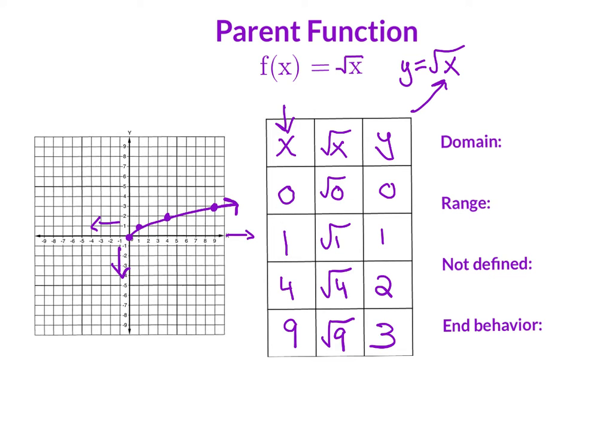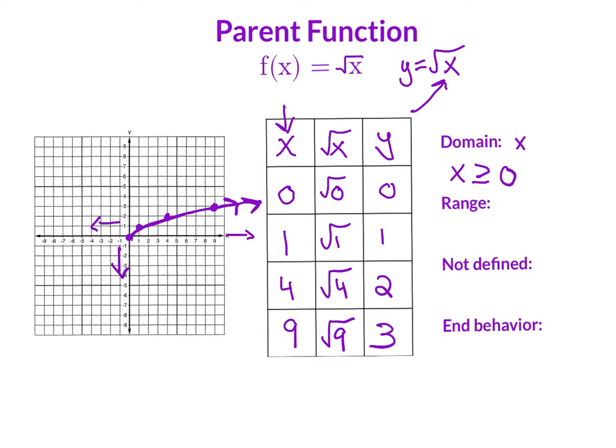So that leads into our domain and range. Domain represents all the x values of a function. Well, it's going to hit all x values. They can get larger and larger and larger, but they just can't be negative. So all x values that are greater than or equal to 0.